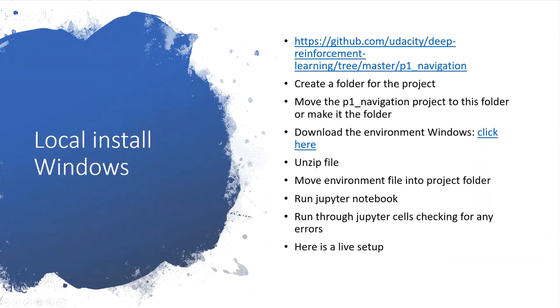Once you've got the project, you want to get that particular navigation project, create a folder and put the navigation project into that folder, or at least the contents of it. You then will need to download the environment, which is in the project description README, unzip it and move the environment into a project folder or a folder underneath that you can access. You then want to run the Jupyter Notebook and test all the cells and make sure everything's working. Maybe check things like PyTorch as well, or import torch. So let's have a go at setting up the environment.